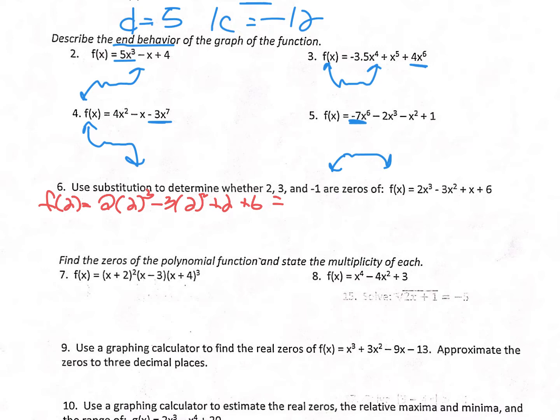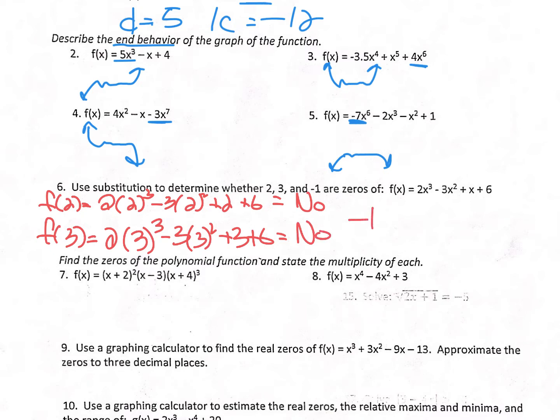I'm just doing it in my head. 16 minus 12 is 4. That's not 0, though. So 2 is a no. I'm going to do the same thing with the 3. I'm going to plug the 3 in, doing 2 times 3 cubed minus 3 times 3 squared plus 3 plus 6. That's 54 minus 27 is 27. That's a no also.